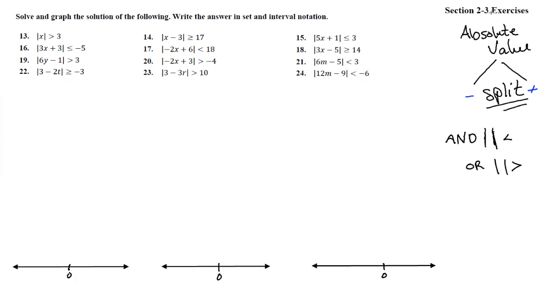Here we are in section 2.3 with exercises 13 through 24. We're doing absolute value inequalities. We've got to solve them, graph the solution, and then have the answer in both set and interval notation.